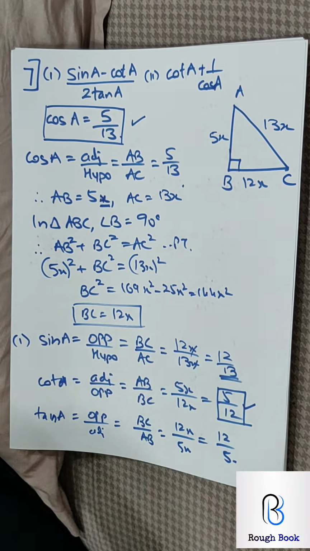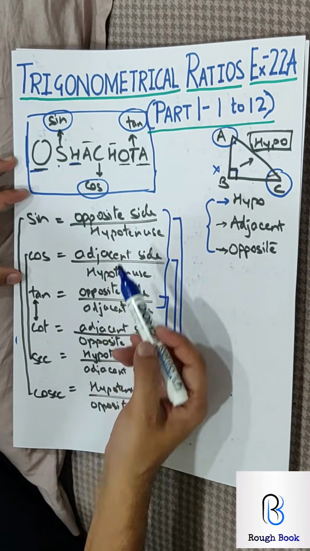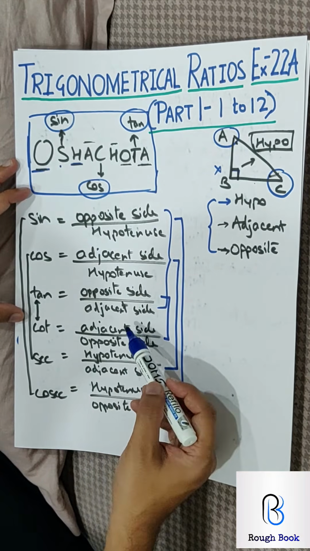So before we go ahead, once again just look at this. Opposite by hypotenuse, adjacent by hypotenuse, opposite by adjacent. By now you must have learned these three.